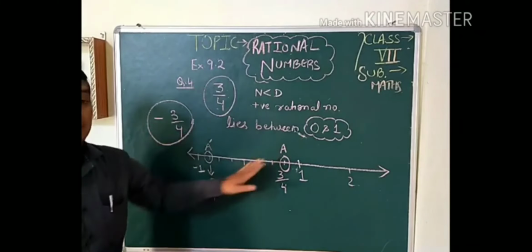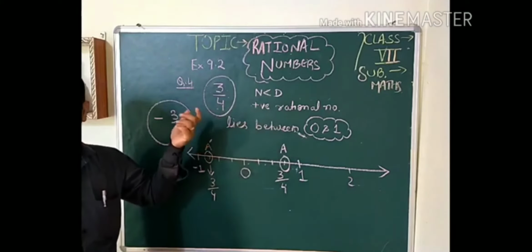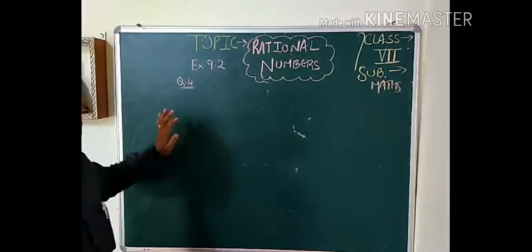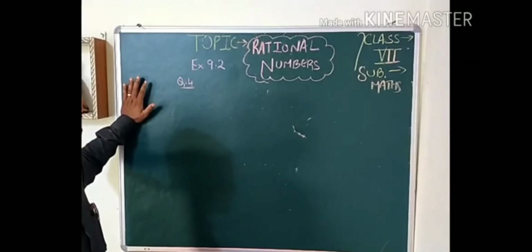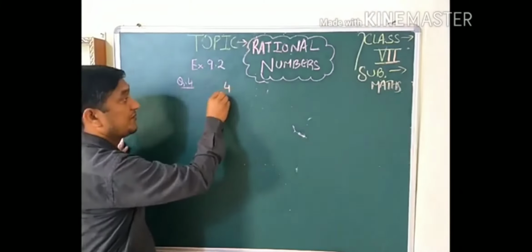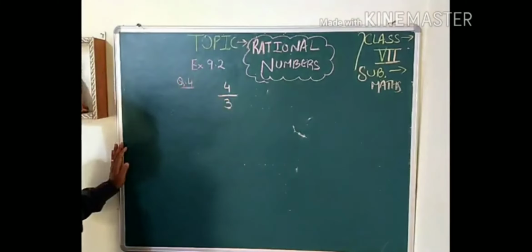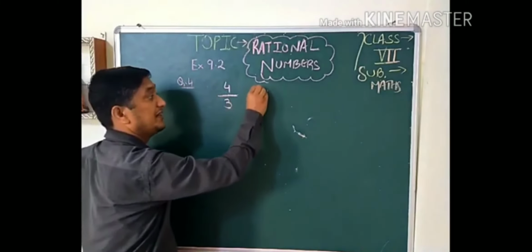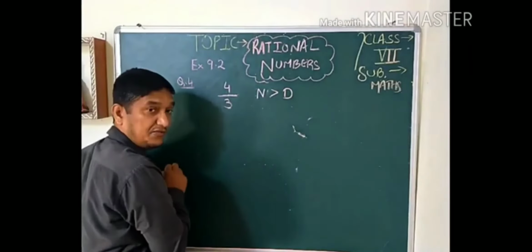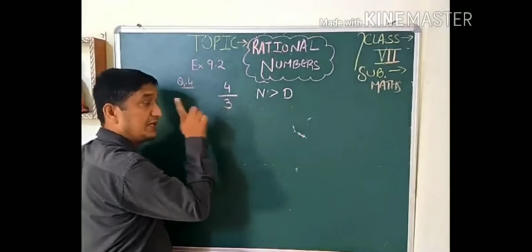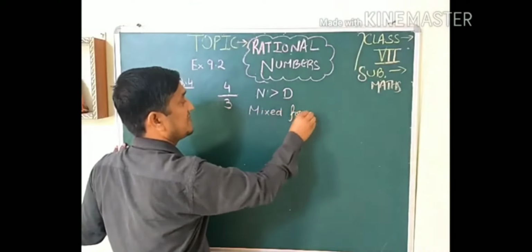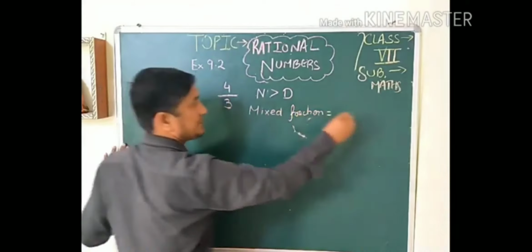The method is the same. Now children, we will do one more part, in which we have to discuss if the denominator is smaller than the numerator, like this, 4 upon 3. Here the numerator is greater than the denominator. Then in this case what will we do? You have to first change this into a mixed fraction.